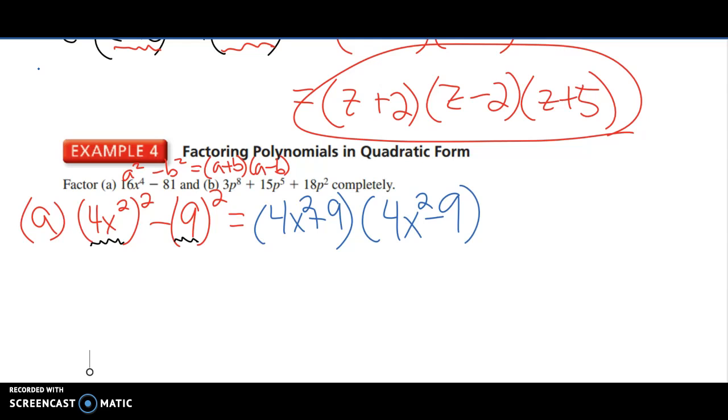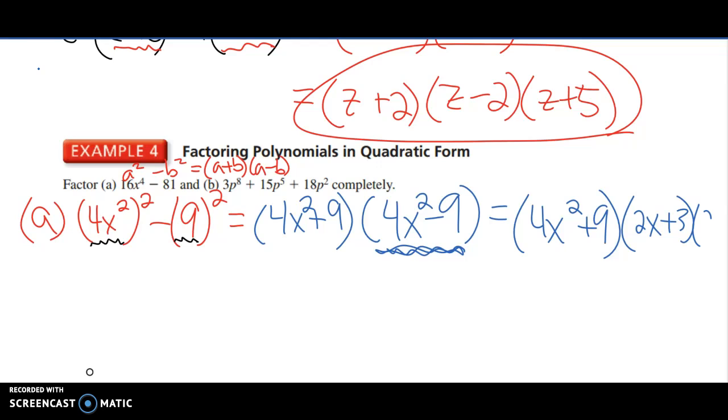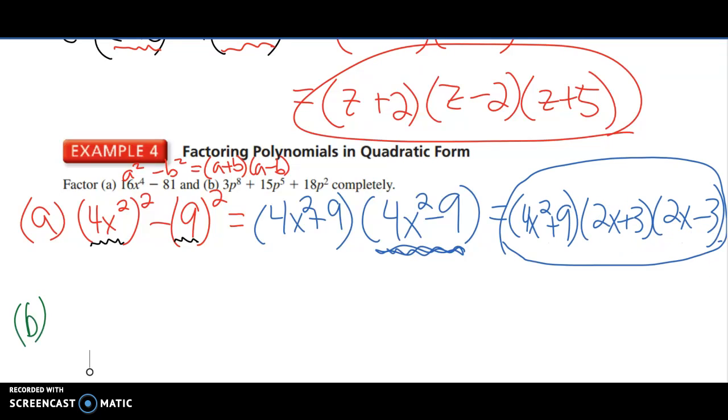So from here, again, we have to say, can I factor any further? And 4x squared minus 9, that's another perfect square. 4 and 9 are perfect squares, so we can factor that again. So I'm going to get 4x squared plus 9, and then I'll factor 4x squared minus 9 to be 2x plus 3 and 2x minus 3. So there's the answer written nicely.